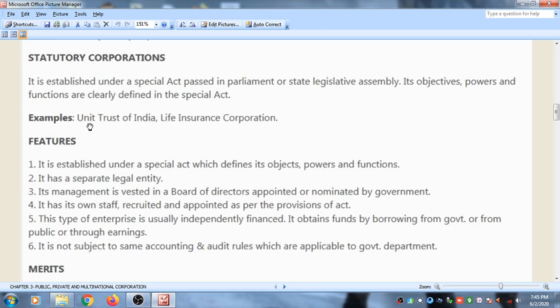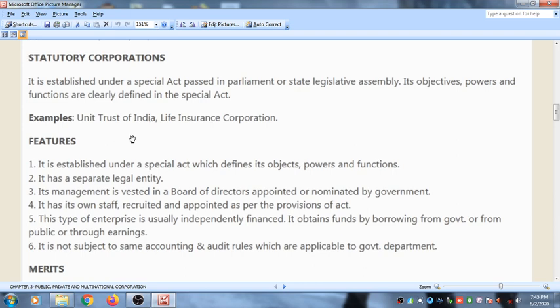A very good example is the Unit Trust of India, then the Life Insurance Corporation of India, famously known as LIC, State Bank of India, Air India. All these are enterprises that come under the statutory corporations.